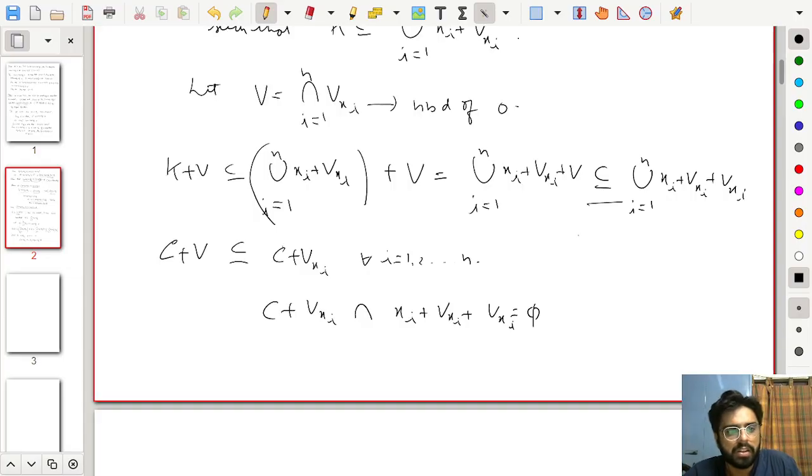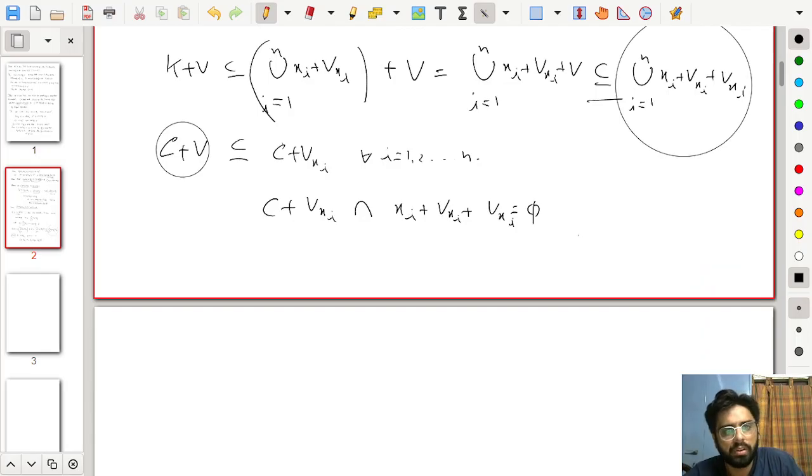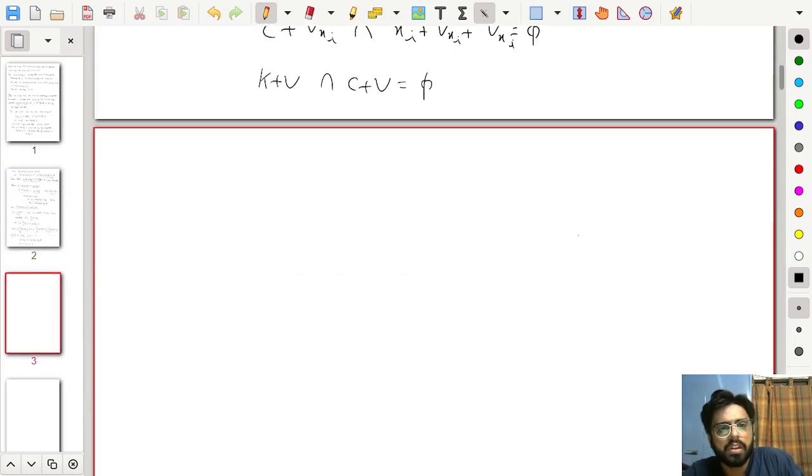So we observe that C plus V intersected with each element of this union is empty, right? So C plus V intersected with this union is empty, right? Hence, since K plus V is a subset of this union, we can conclude that K plus V intersected with C plus V is empty. Is that okay? This also tells us that K plus V is contained in the complement of C plus V, right? This is something which you need to note. This completes the proof of the theorem.